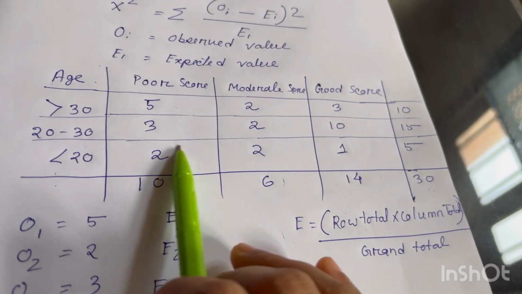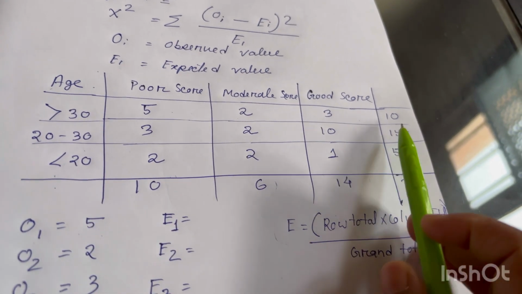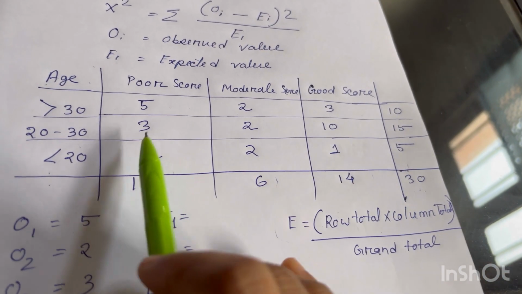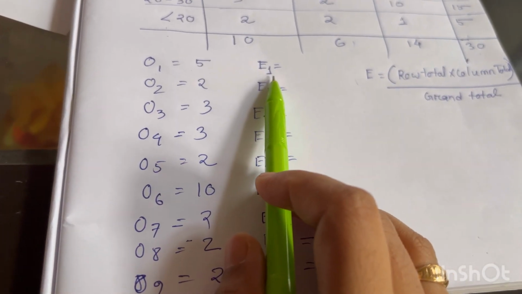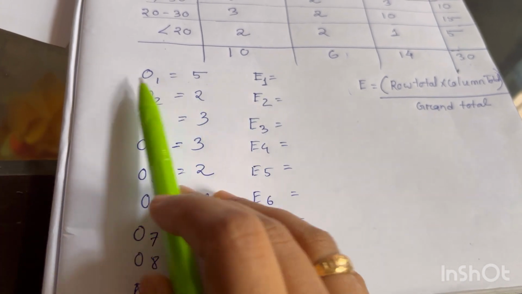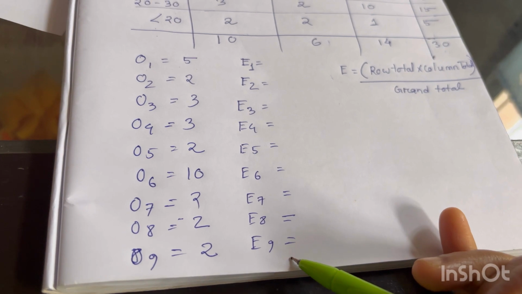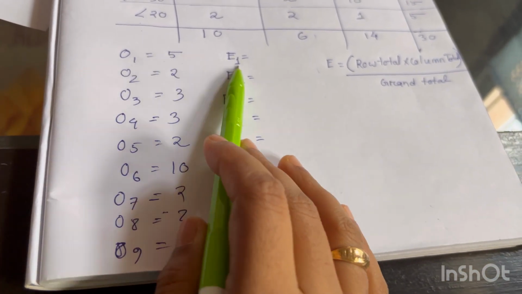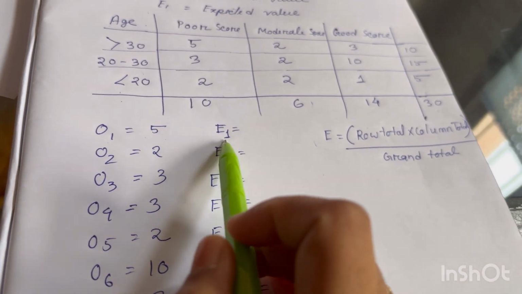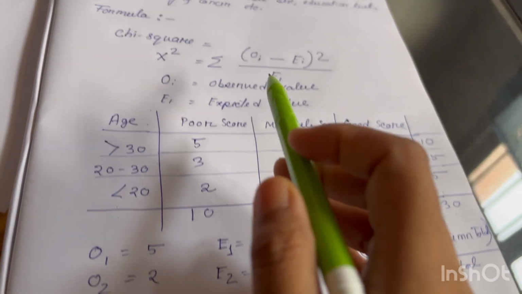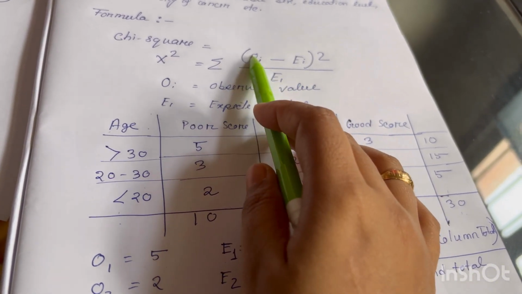What frequencies are these? These are our observed frequencies that we observed when we collected the data, and these are the totals of our observed frequencies. Now we calculate the expected frequency for each observed frequency. As we have a total of 9 observed frequencies, we have to calculate an expected frequency for each. The first observed frequency is 5. For these 5, we have to calculate the expected frequency, because for chi-square we need the expected value. The observed value we already have.